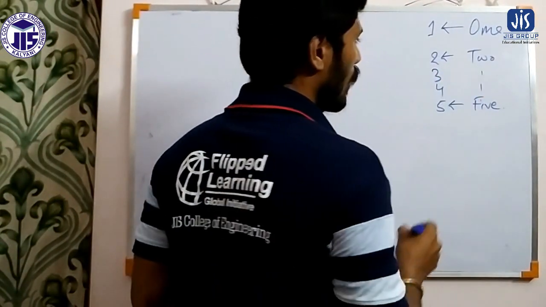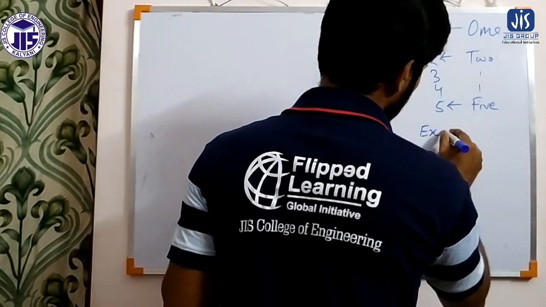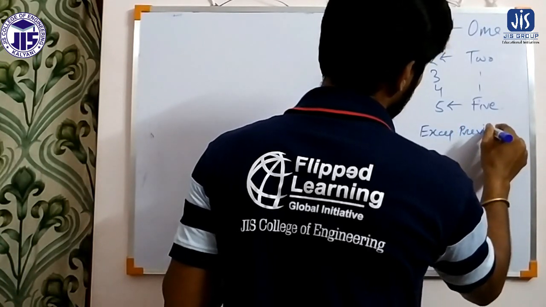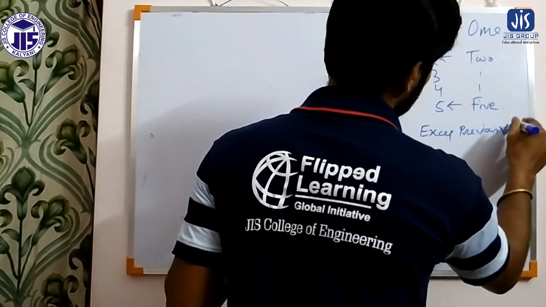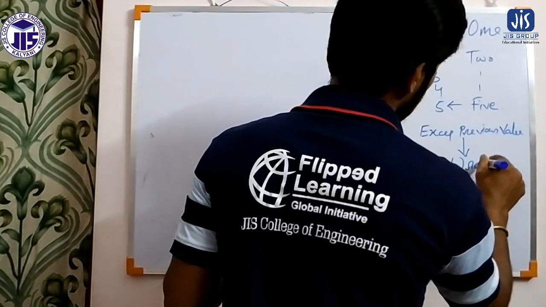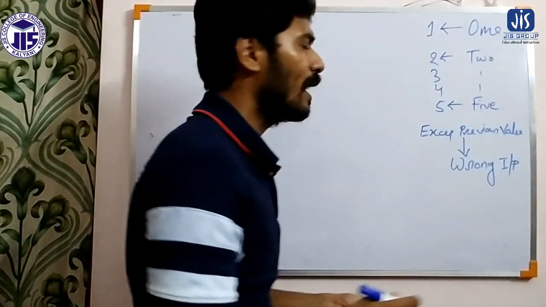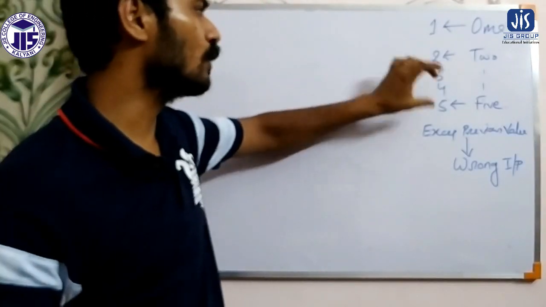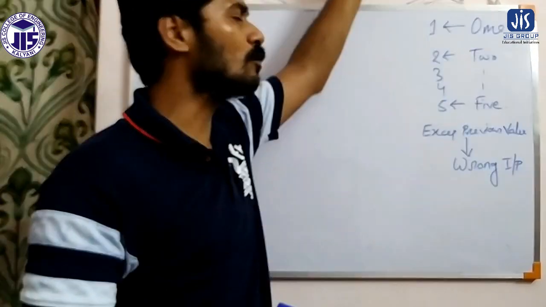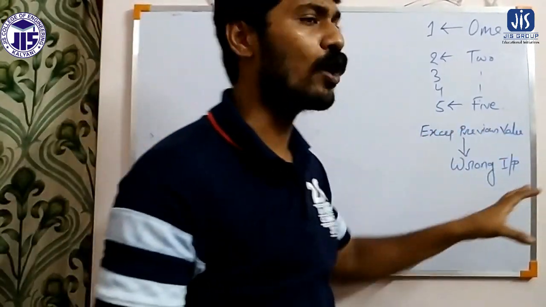Any value except 1, 2, 3, 4, 5 will be treated as a wrong input. So I have only 5 options: 1, 2, 3, 4, 5. Any value which is out of this range, it may be 0, it may be -1, or it may be 6, 7, 8, will be treated as a wrong input.